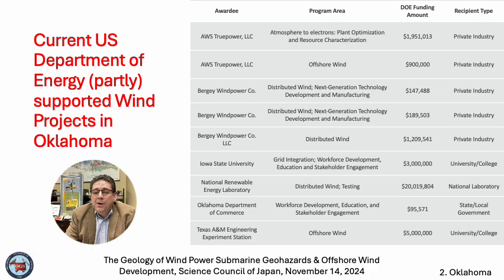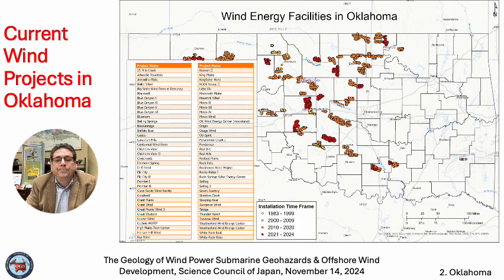If we think about the U.S. Department of Energy and federal partnerships, you can see on the right there are many projects, including universities in Texas and Iowa that have developed wind projects in Oklahoma, and the largest being this NREL distributed wind testing facility.